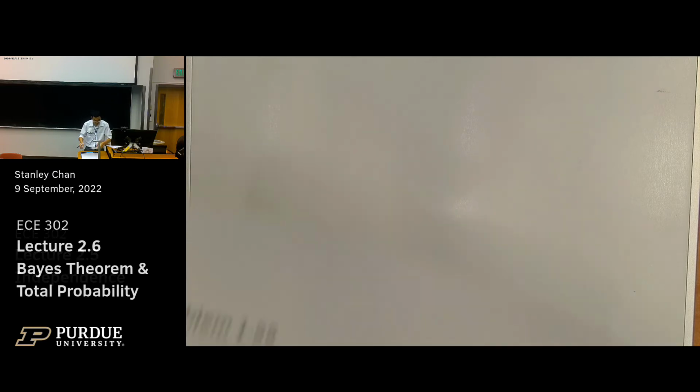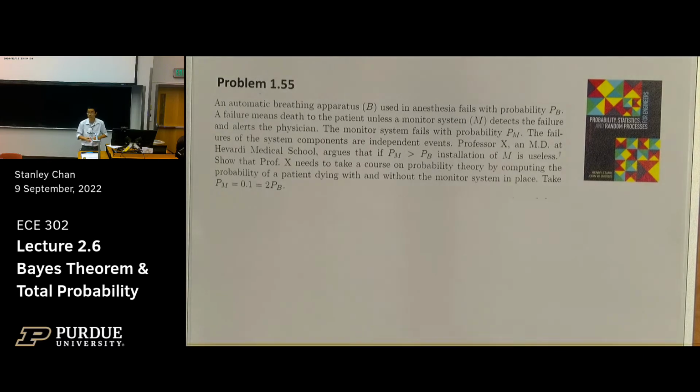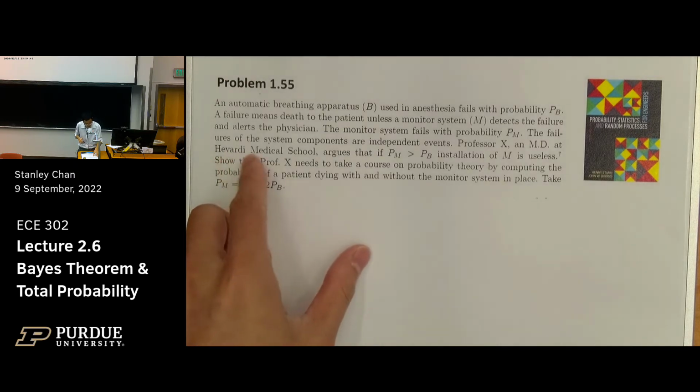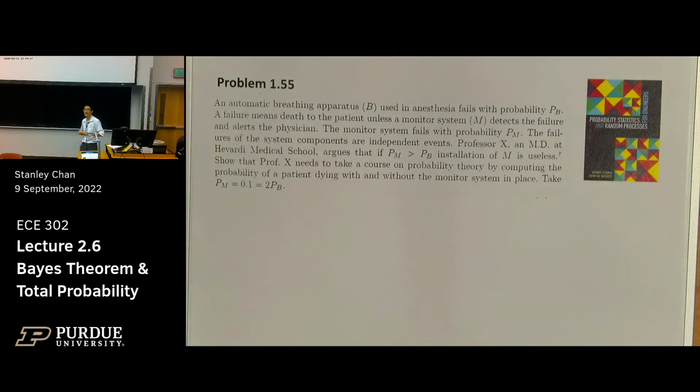So before I talk about Bayes' theorem, I actually found a very interesting problem as I was preparing this lecture. This is a book problem from this book. It's a very good capture of what we have learned so far. It's a realistic problem, with the only caveat that the name of this medical school is changed. It's actually a real story according to the authors. So what is this problem and why am I explaining it here? The problem states as follows. There is an automatic breathing apparatus B.